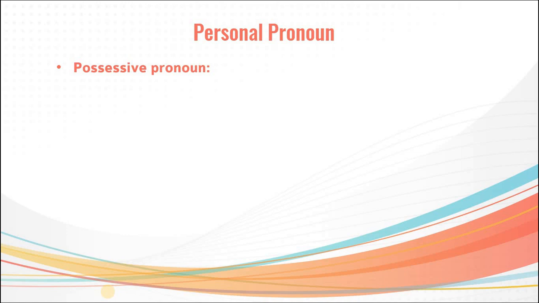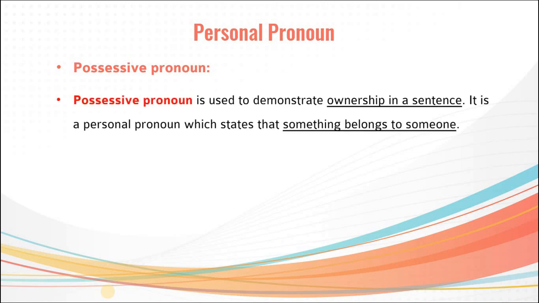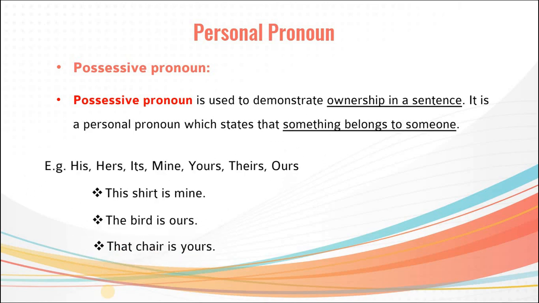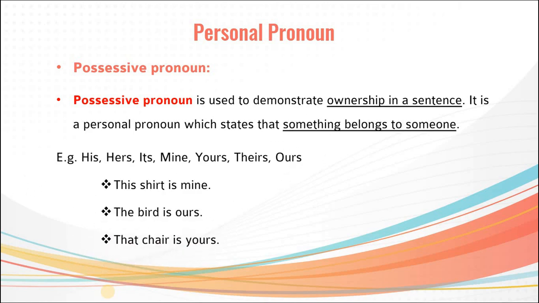Personal pronoun case number 3, possessive pronoun. A possessive pronoun is used to demonstrate ownership in a sentence. A pronoun that states whether something belongs to someone. It's talking about the property, it's talking about the ownership, so that pronoun is called the possessive pronoun. It's a personal pronoun which states that something belongs to someone. For example, you say this is hers, this is his, it's mine, that's yours, this is theirs, this is ours. So all these pronouns which state ownership, that something belongs to someone, are called the possessive case.